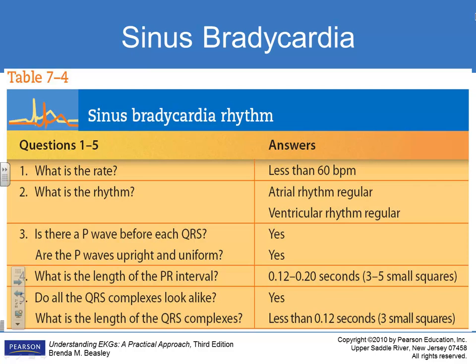Okay, here's the little sheet if you're interested about sinus brady. The only thing that's different from a normal sinus rhythm is the rate's going to be less than 60. So you need to make sure you count off the right number of blocks so that you've got a 6-second strip to look at so that you don't mess that up.